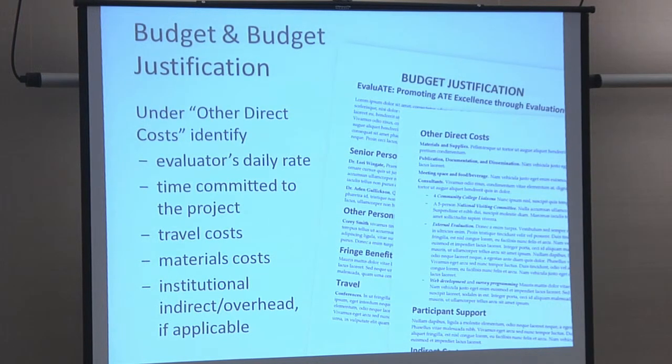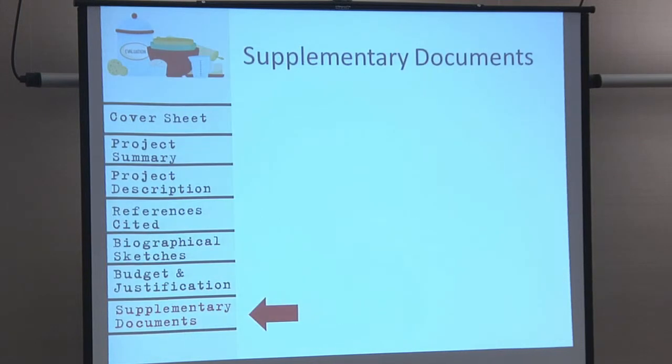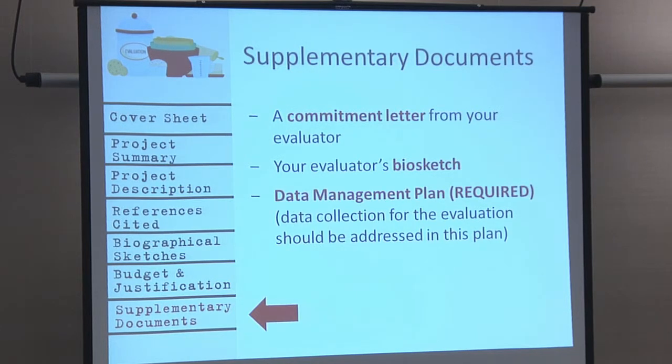So in essence, in your overall project budget, you need to explain those evaluation costs, including the daily rate, time committed to the project, broken down by major tasks, and then travel, materials, and institutional indirect or overhead if it's applicable. All right, so our last section is the supplementary documents. You'll want to include a commitment letter from your evaluator here, demonstrating the person's individual and organizational commitment to work on the project. This is also where you'll put your evaluator's biosketch. Remember, it's not going to go in biosketches, it's going to go here.